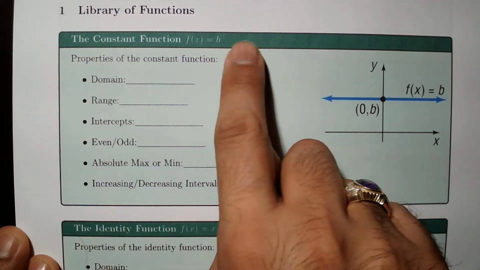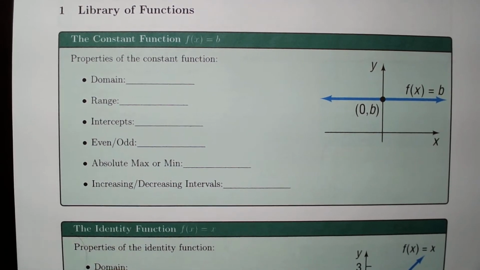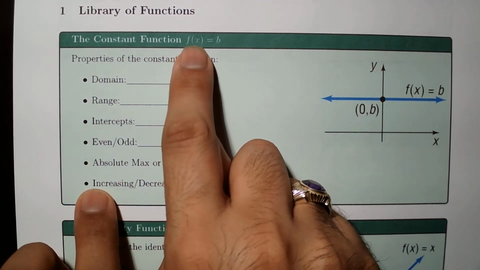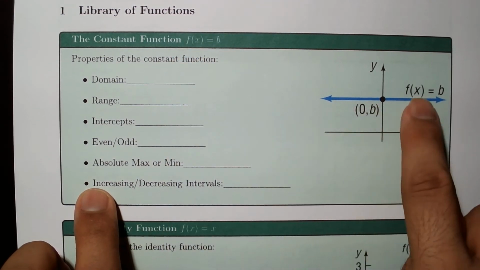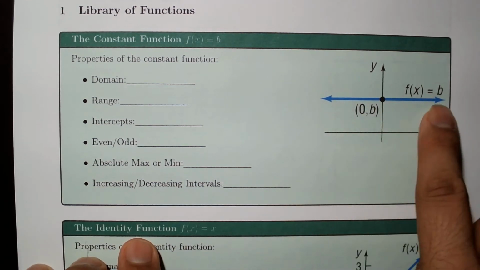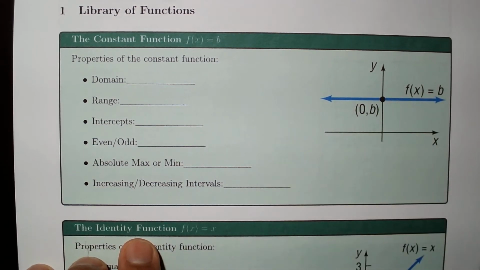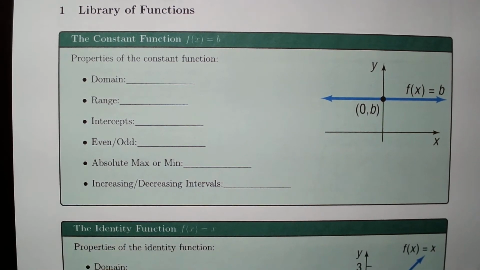Alright, so we have one of the simplest functions, the constant function, whose function is f of x equals b, where b is any number. We have it right here, f of x equals b, and it's nothing other than a horizontal line. That's all it is, a horizontal line. So let's look at the properties for this type of function.